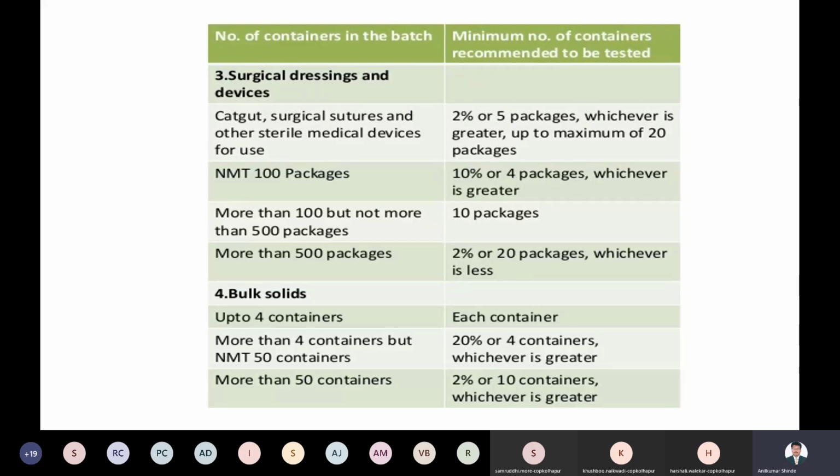So from the 10 containers we can take and check whether your formulation has that problem or not. Whether your formulation is contaminated or not, can be checked with the help of this method. Okay, do you understand this?